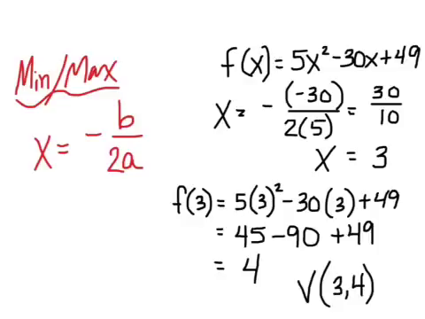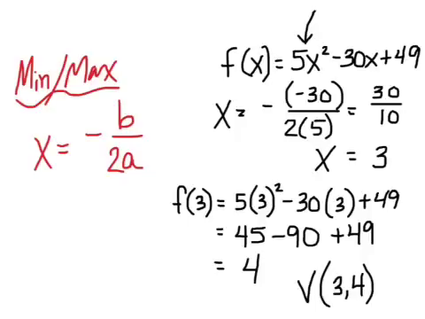Now, how does that help us? Well, that's the high or the low point, depending on if it opens up or down. Since this opens up, and the reason I know it opens up is because the a was positive, then I know that that's the low point, or the minimum value.